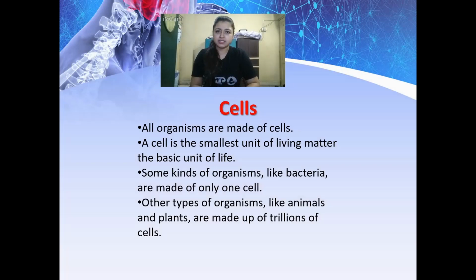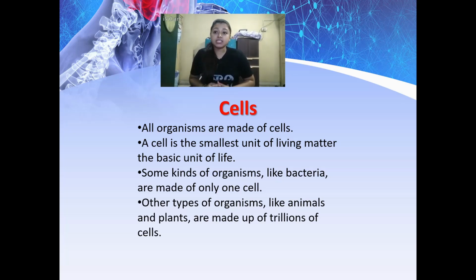What are these cells? All organisms are made up of cells. A cell is the smallest unit of living matter and of course the basic unit of life. Some kinds of organisms are termed as unicellular. Why are they termed as unicellular? Because they are made up of only one single cell. For example, bacteria, virus, which you can see in the third point over here.